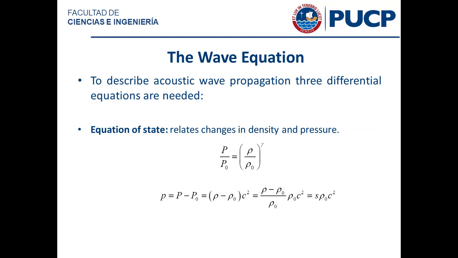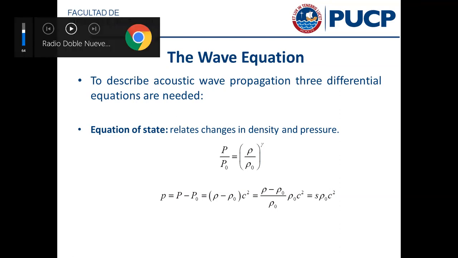P, or capital P, is the acoustic pressure. Rho is the density, the mass density. And what we have in here is the first of these three equations, which is the equation of state. The equation of state basically relates the changes in density and pressure.